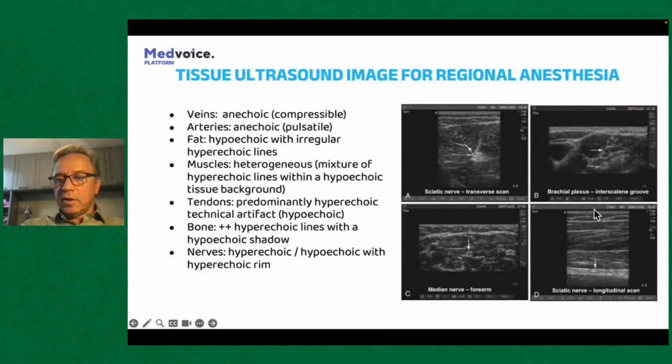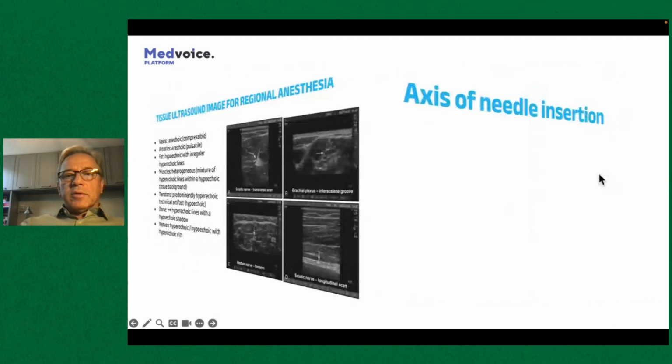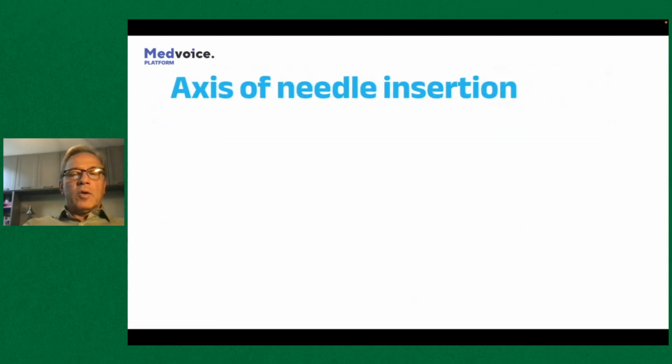So nerves here, this is a longitudinal nerve, and this is the median nerve, which looks white. And in the brachial plexus, the nerves are actually black with rims around them. That's what the nerves look like. So always press a little bit with your probe and see if it's compressible. If it's compressible, it's a vessel.